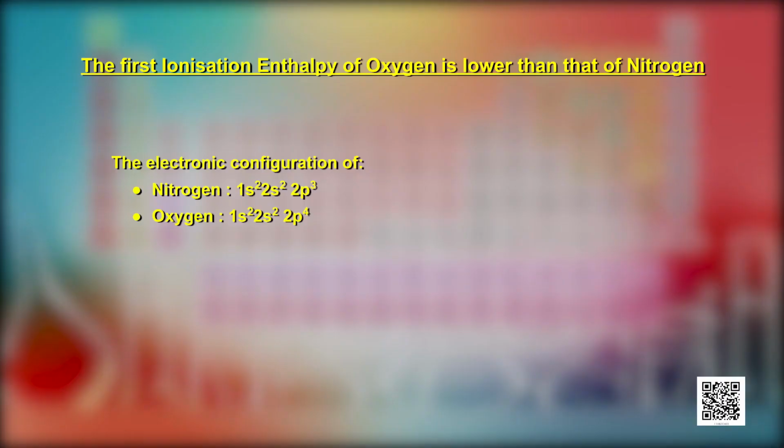Another exception is the smaller ionization enthalpy of oxygen as compared to nitrogen. Again, we can understand the reason by examining the electronic configuration of both these elements. Nitrogen has configuration 1s2, 2s2, 2p3, whereas oxygen has configuration 1s2, 2s2, 2p4. Can you try thinking of the reason for this anomaly now?